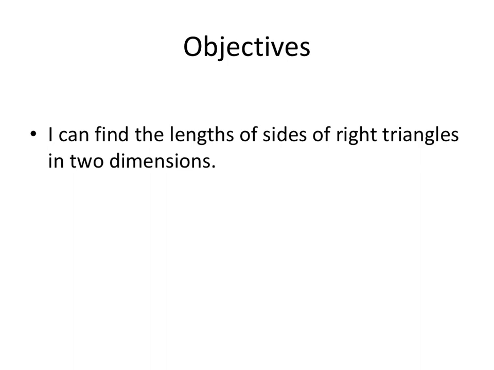So that's the objective for lesson 13 there. I can find the lengths of sides of right triangles in 2 dimensions, which is what we were just doing all the time in that lesson, and that's finding either missing leg values or missing hypotenuse values for those right triangles.